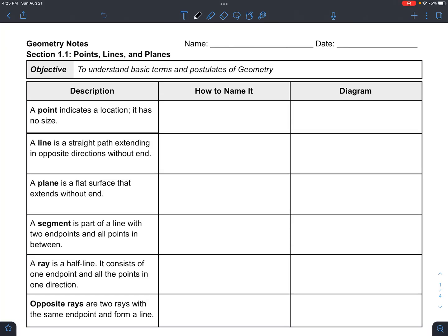So these videos just go through the notes. They don't go through the homework, but they give you all the content you'll need in case you've missed class or would like a refresher. Okay, so this table just goes over some of the basic vocab.